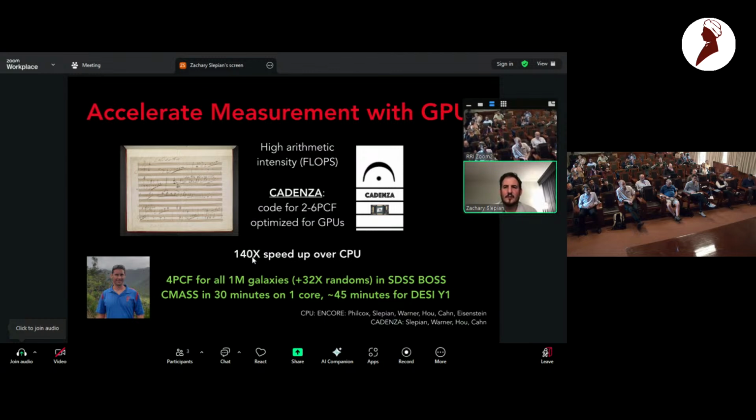And for those who don't really care about flops or GPUs, the bottom line is that this algorithm on the GPU lets us do the 4-point function for 1 million galaxies plus 32 times the number of randoms in about half an hour on one GPU core, and a similar amount of time for DESI Year 1 data. So this is work done by Craig Warner with me and a few others at UF, and Craig gets a cameo shot on the left here.